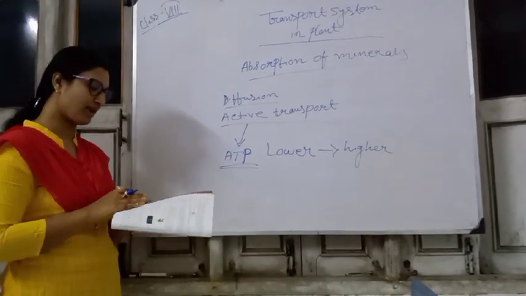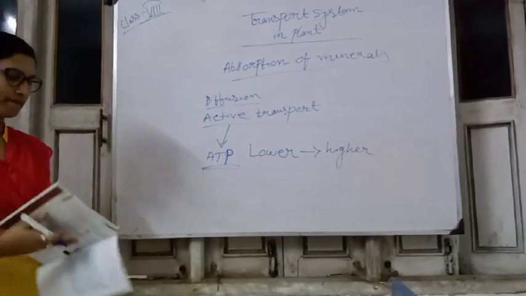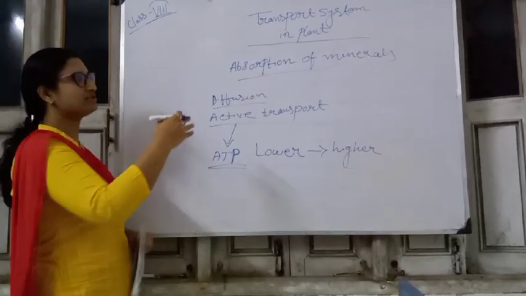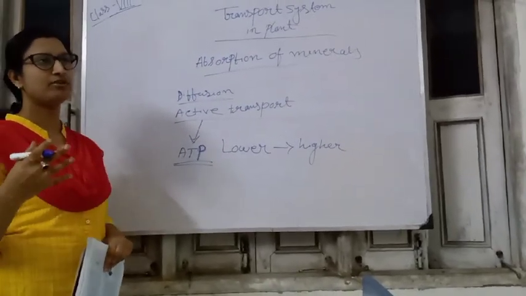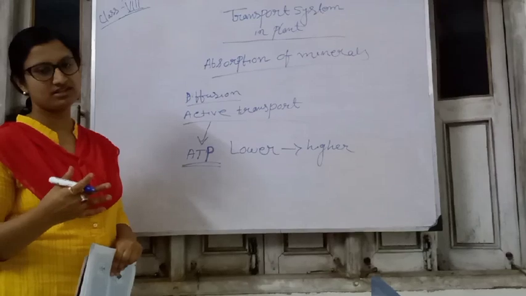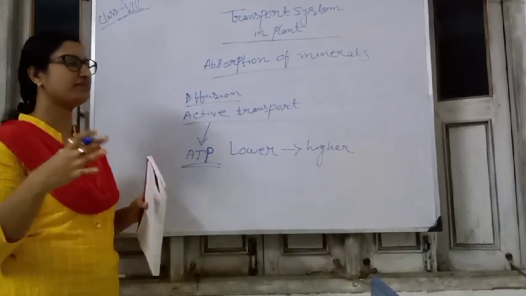After absorbing the water and minerals, they reach the leaves. The leaves use this water and prepare food by the process of photosynthesis. Then the food again reaches the other parts of the plant.